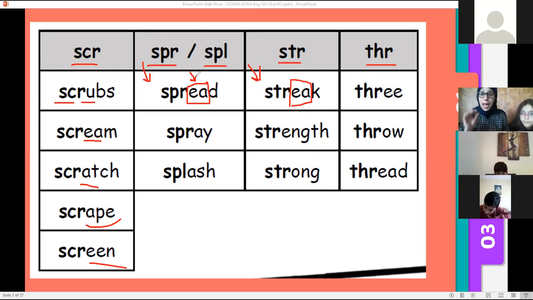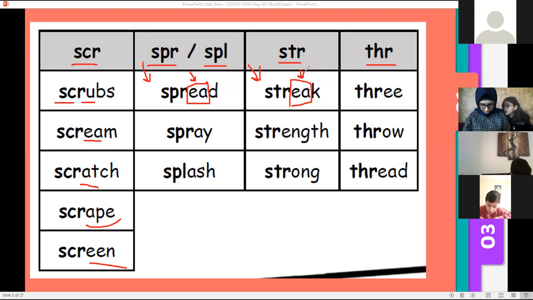Short E sound. Bravo. Short E. Excellent. And what about here? What sound does it make? Long E. Brilliant. Brilliant, miss. Plus for you, Aline. Excellent.